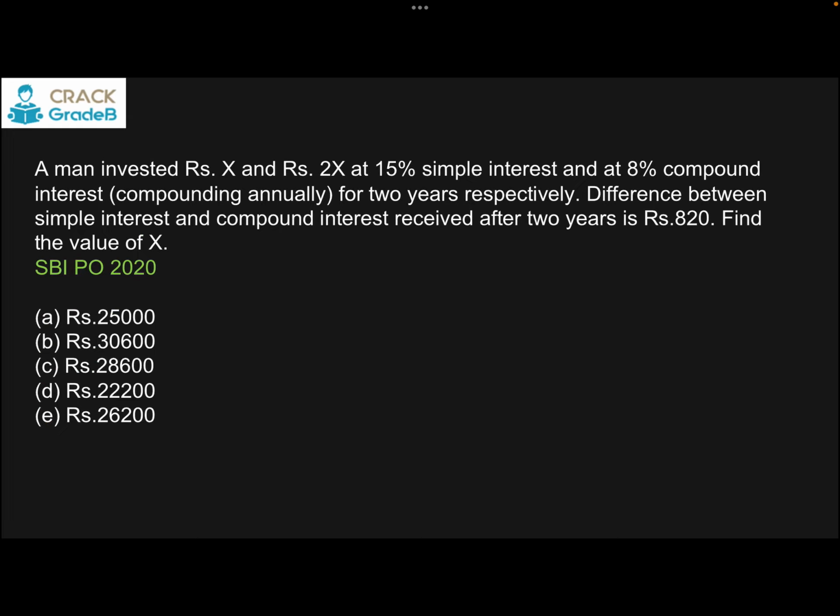Let's see this one. Man invested rupees X and rupees 2X at 15% simple interest and 8% compound interest, compounded annually for 2 years respectively. Difference between simple interest and compound interest received after 2 years is 820. Find the value of X. So first investment, let's call it again scheme A, scheme B. Here we are investing rupees X. In case scheme B, we are then investing the double of it. So if we say the principal here is 100y, the principal here is going to be double, that is 200y.